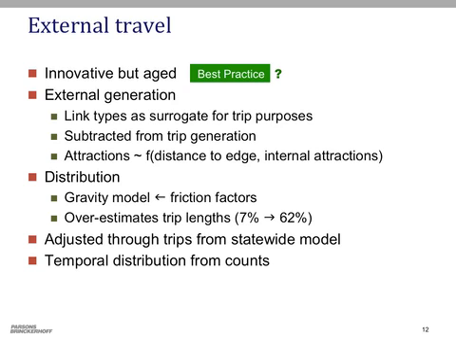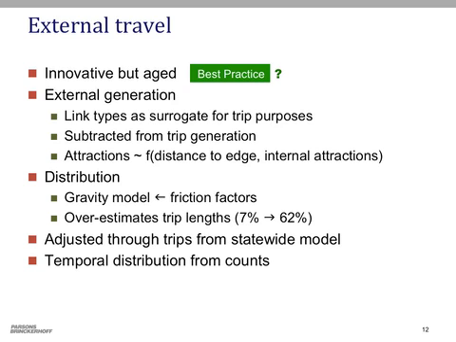attractions. They have a gravity model, which again is based on friction factors, which in turn represent the impedance of travel time. They overestimate trip lengths by between 7 and 62% depending on the type of link.